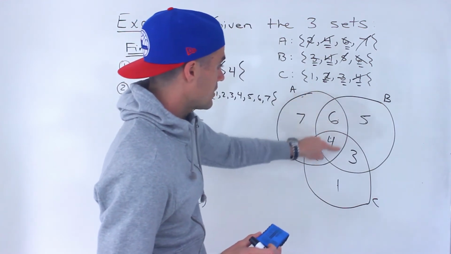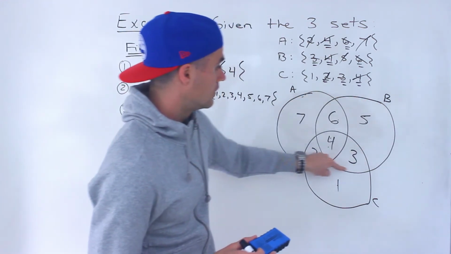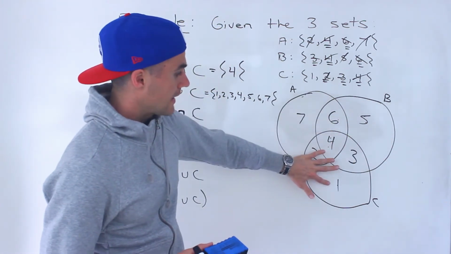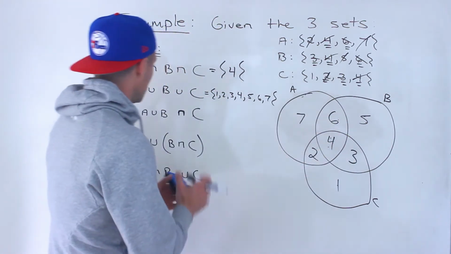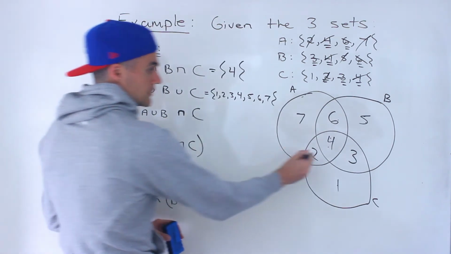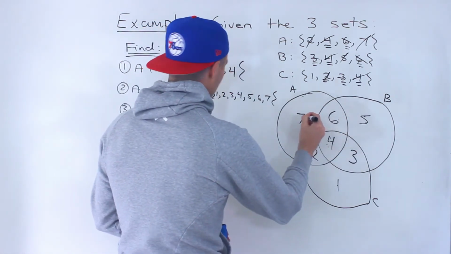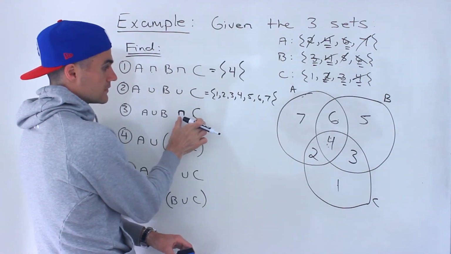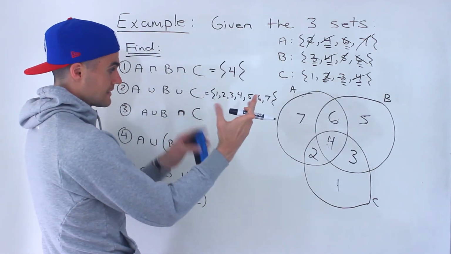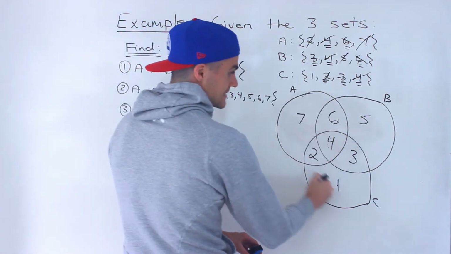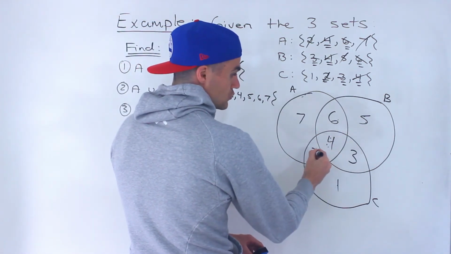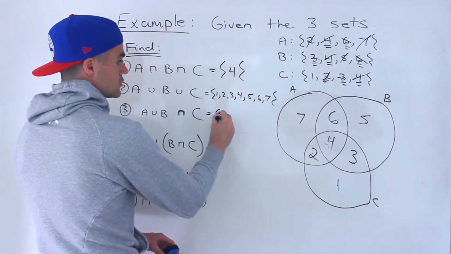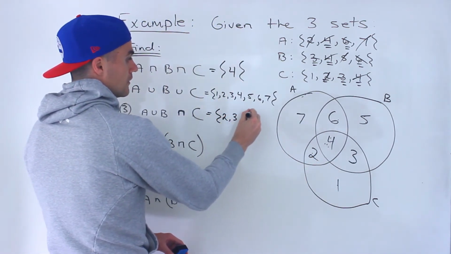Right? What elements are in A or in B? It's basically all these elements here except for the 1. So A or B would be 2, 3, 4, 5, 6, 7. But then how does that set, or what elements intersect from that set that I just mentioned and set C? Well, it would be the 2, 4, and 3, right? So this here would be 2, 3, and 4.